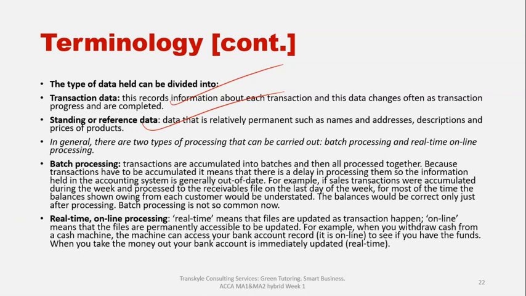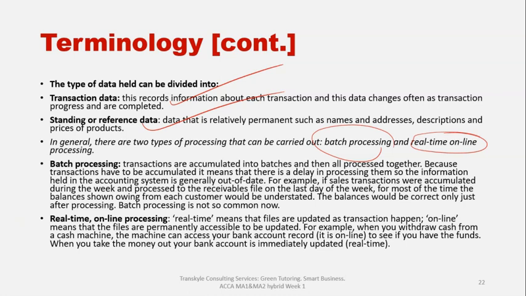Okay, so in general, there are two types of processing that can be carried out. There is what is called batch processing and real-time online processing. Batch processing refers to a situation where transactions are accumulated into batches and then all processed together.